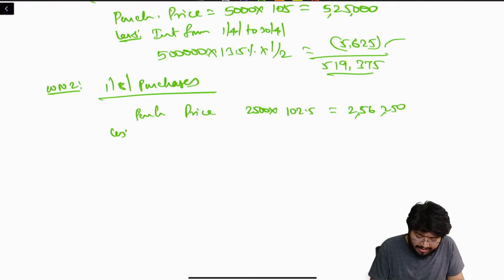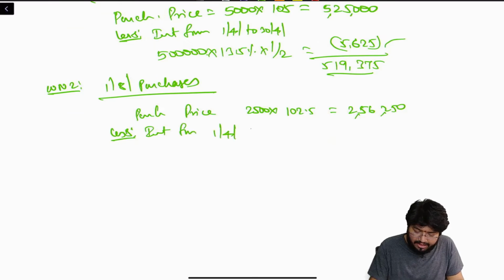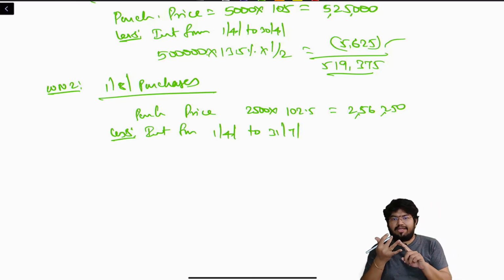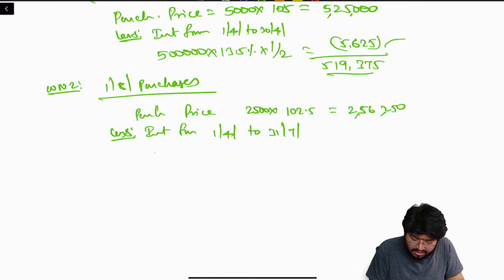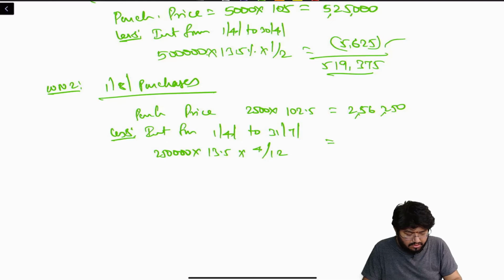Why? Because this is also on an interest basis. Interest from 1st of April to 31st of July. How many months is it? April, May, June, July. 4 months interest is supposed to be deducted. So 2,50,000 into 13.5% into 4 divided by 12. Yes or no?